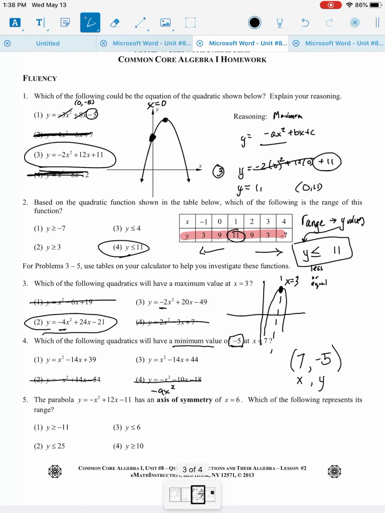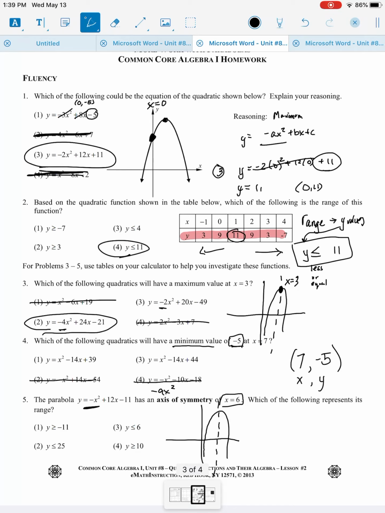Now, question 5 says the parabola y equals negative x squared plus 12x minus 11 has an axis of symmetry at x equals 6. Now, that tells me, well, 1, I have a maximum because my a value is a negative. It's negative x squared, or negative 1x squared. And 2, that axis of symmetry falls somewhere along that vertical line of x equals 6. So I should have a graph that looks something like that.